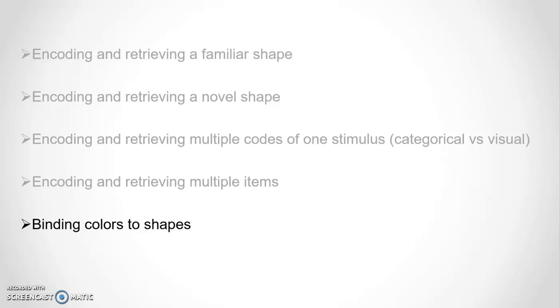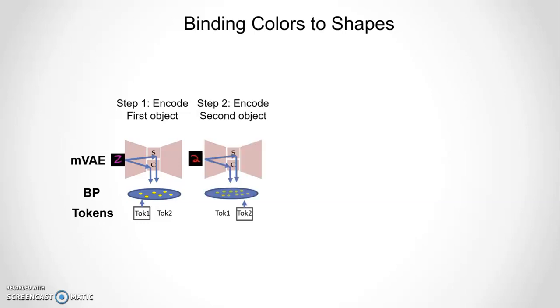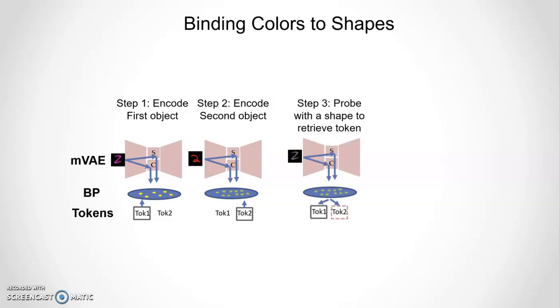And in our last simulation, we showed the binding of colors to shapes. Let's imagine that a color 2 is stored in the binding pool. In the next step, another item from the same category is stored in the binding pool associated with the token 2. Then we probe the VAE with the shape of the first item to retrieve its token. Finally, that token can be used to retrieve the whole item.